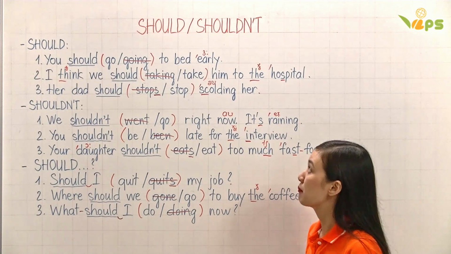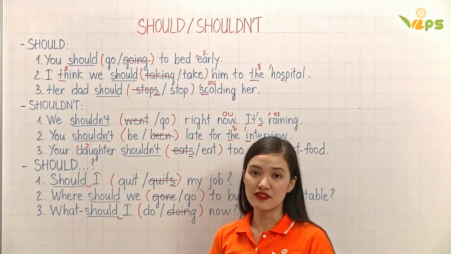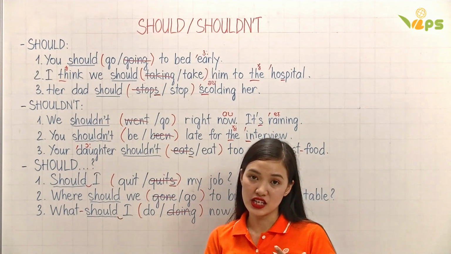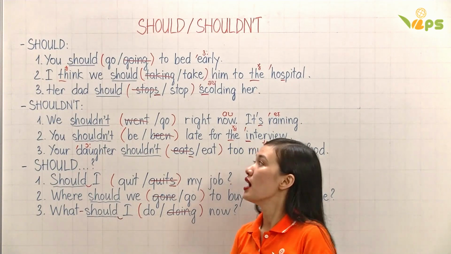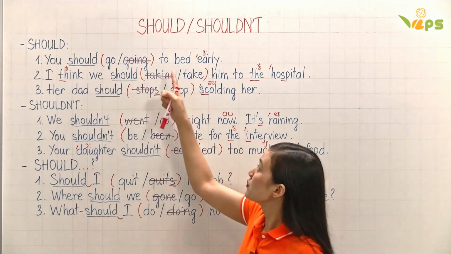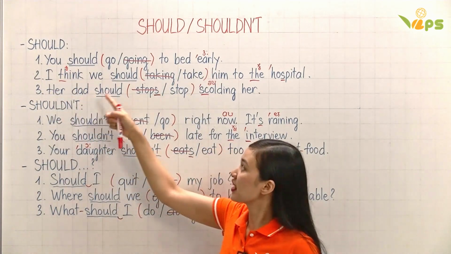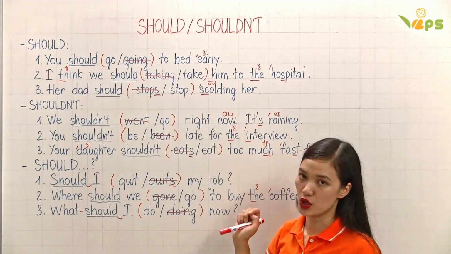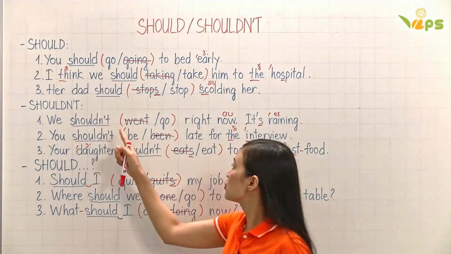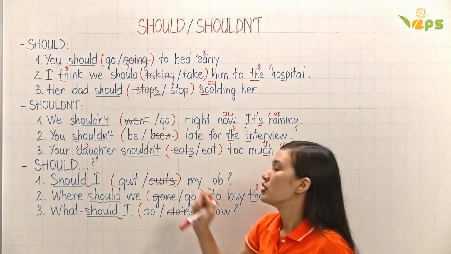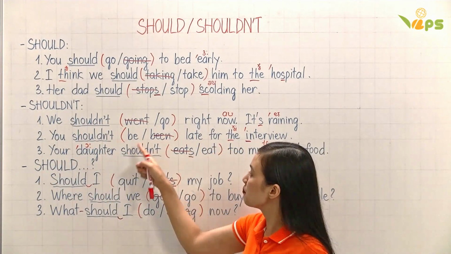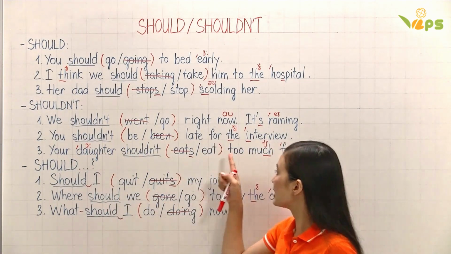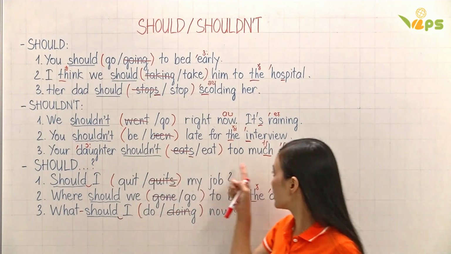So again, remember, after should or shouldn't, we use the infinitive without to. That means the base form of the verb. We don't add ing or s or ed after it. Now, should. One, you should go to bed early. Two, I think we should take him to the hospital. Three, her dad should stop scolding her. Shouldn't. One, we shouldn't go right now. It's raining. Two, you shouldn't be late for the interview. Three, your daughter shouldn't eat too much fast food.